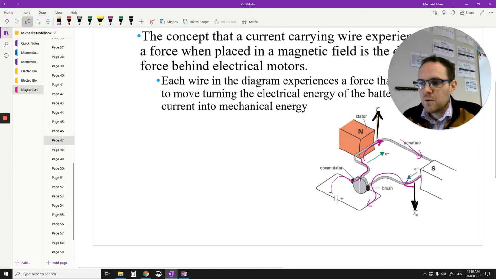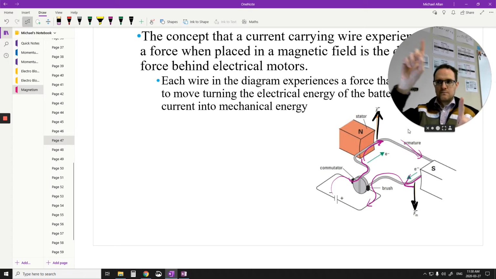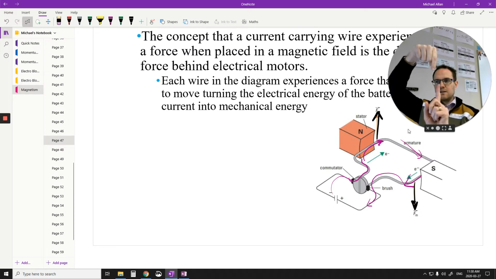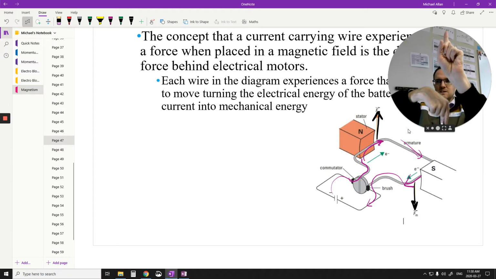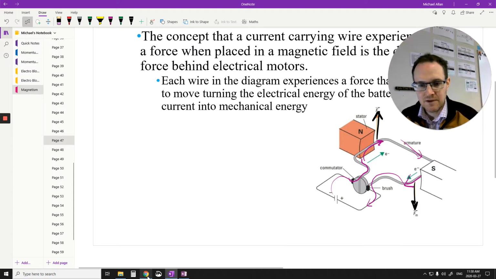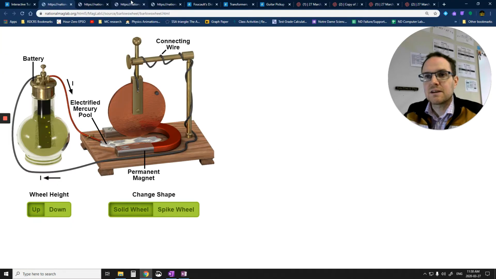Now, without the split ring, if the current was always going the same direction through this side of the wire and the same direction on this side, it would stop. When it gets to the top, the force would always be pulling up on this side, and the force over here would always be pulling down. It would just stop there. So it needs a way to switch the current direction at a certain point so that it can continue on and actually spin. When it gets back to this point, the two forces switch, and then it continues on as well. So that split ring is really important here.